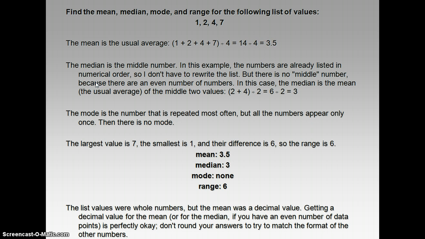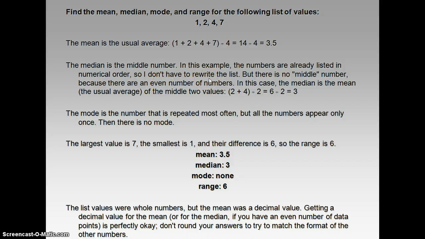Next, we must find the middle number or the median. And this one's a bit tricky. But if we notice, there really is no middle number because we have an even amount. So what do we do? Well, in this example, the numbers are already listed in numerical order, so we don't have to rewrite the list. But again, there's no middle number because there are an even amount of numbers.